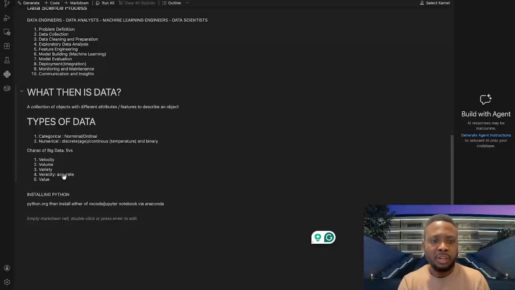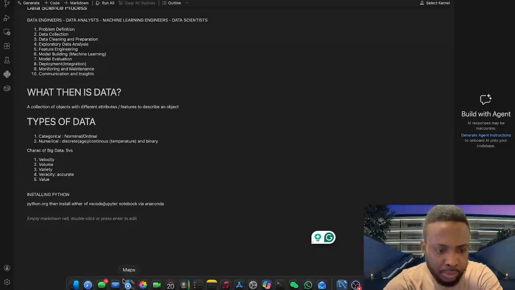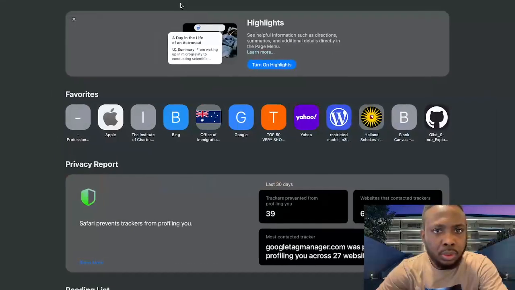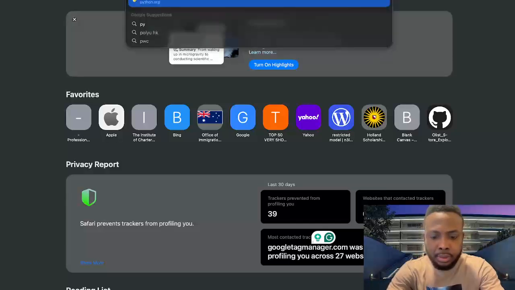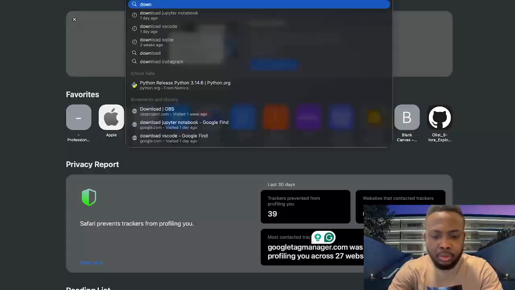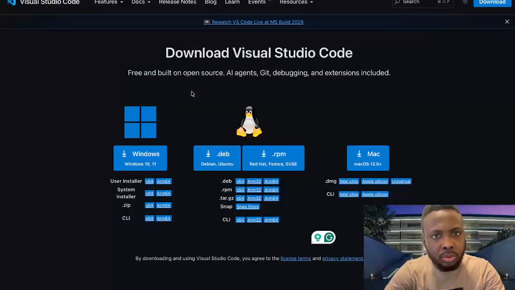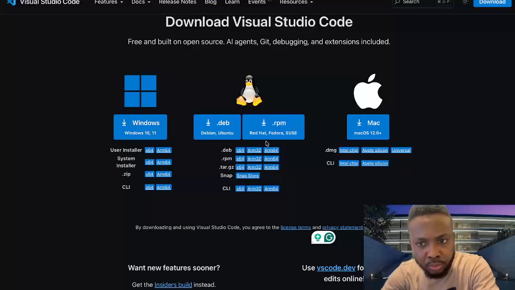If you want to have VS Code, I use VS Code, so I recommend VS Code as well. It's simple for Mac users. Most times Python is installed. What you have to do is probably just install the IDE. So maybe just go on Google and type, let's say, download VS Code. So if you enter here, you can see for Windows, for Mac.